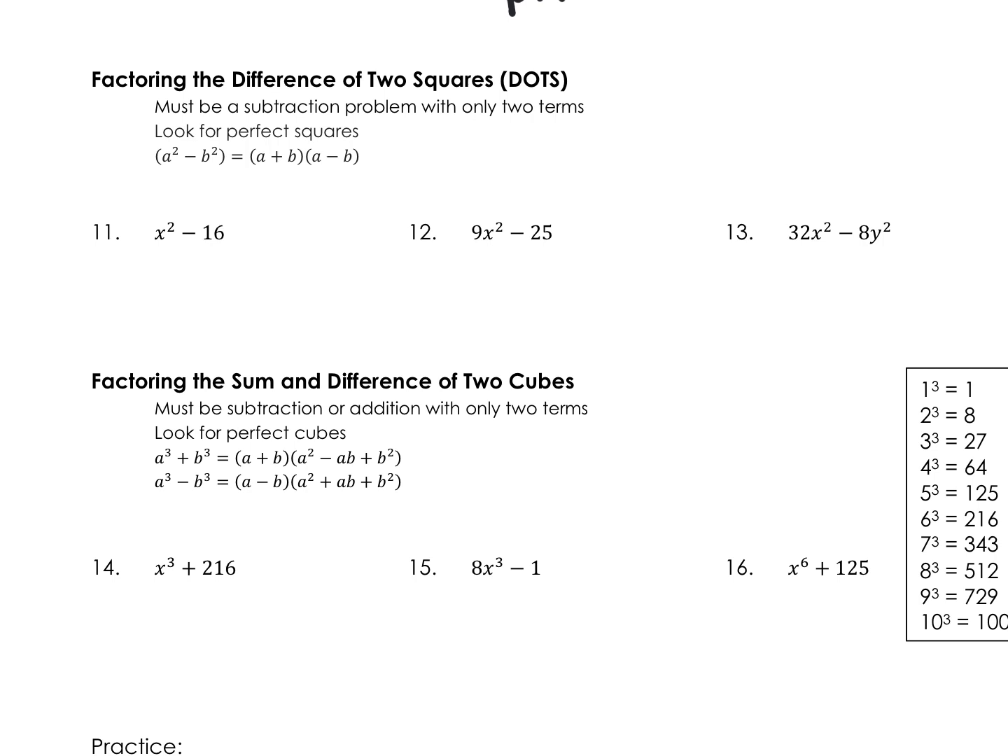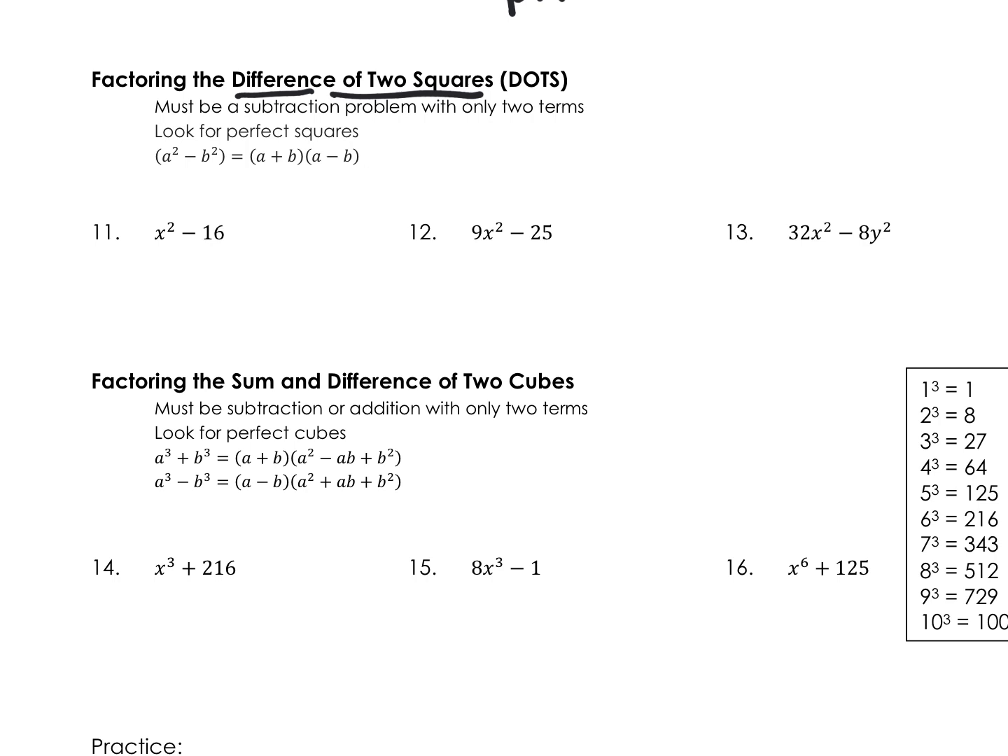Yeah, they're perfect squares, right? So when you see a difference of two squares, or you could call it dots, it's really, really easy to factor. When you see a difference of two squares, so here, this is a difference.